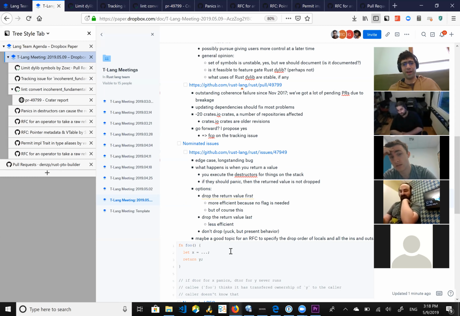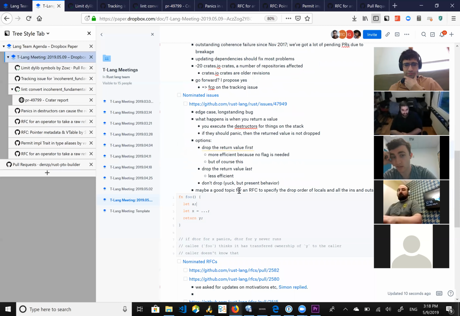Like, what if you have a let A here? Does its destructor run if the destructor for X panics? I don't remember, but I mean, it definitely should. I'm just saying, if we're going to talk about any of this, we should write a few test cases. There's not that many tests. The same thing with struct fields, and sort of figure out what it does. Okay, well, who's going to do that?